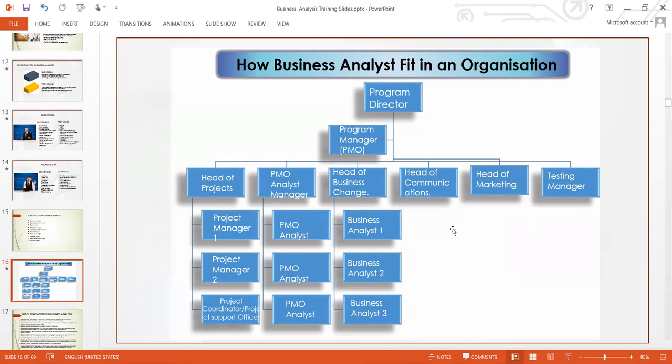That's a work breakdown structure. That's why this is an organizational breakdown structure. This is no longer a project breakdown structure. So you see project manager under head of project. You see project manager two, project coordinator and support. So under PMO analyst, you see PMO analyst one, PMO analyst two, PMO analyst three. Then under head of business change, you see business analyst one, business analyst two.